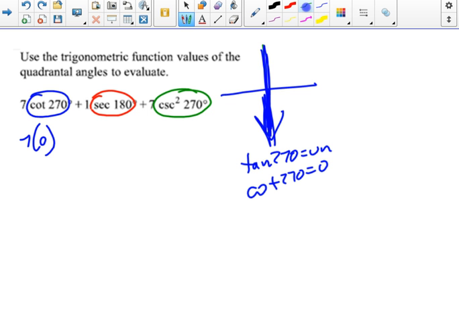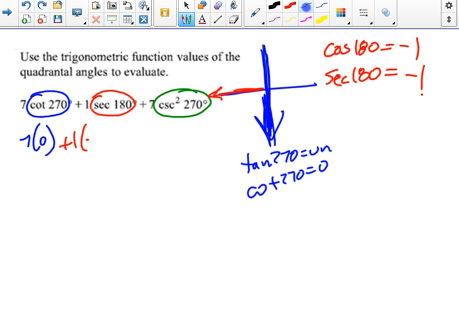Now we'll do the one in red, 180. So over here, 180. Now secant, what do I think of? When I see secant, I want its reciprocal to work with. So there is secant, the reciprocal is cosine. So the cosine of 180 would be what? The cosine of 180 is negative 1. And the secant of 180 would be the reciprocal of that. Negative 1 flipped upside down is still negative 1. So this whole thing here comes to be plus 1 times negative 1.